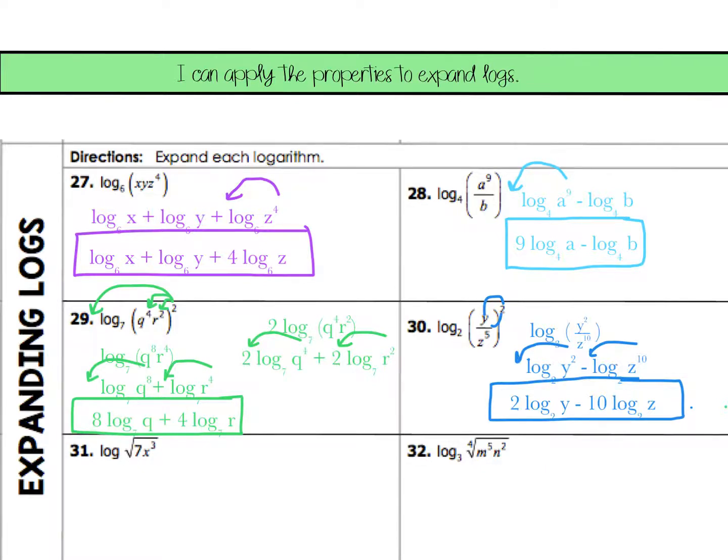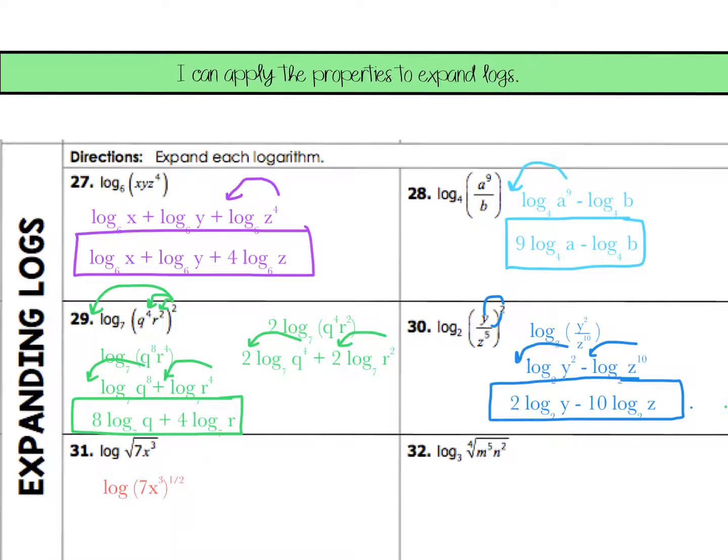All right, so for 31 and 32, we're going to rewrite them so that they look a little more familiar and a little bit more like the examples above. So log of the square root of 7x to the third. We're going to rewrite that with the fractional power, because I think that's going to make more sense. So that can be rewritten as log of 7x to the third to the 1/2 power, because we're square rooting that whole value, and a square root is the same as raising something to a fractional power. And it's squared, so it's divided by 2.